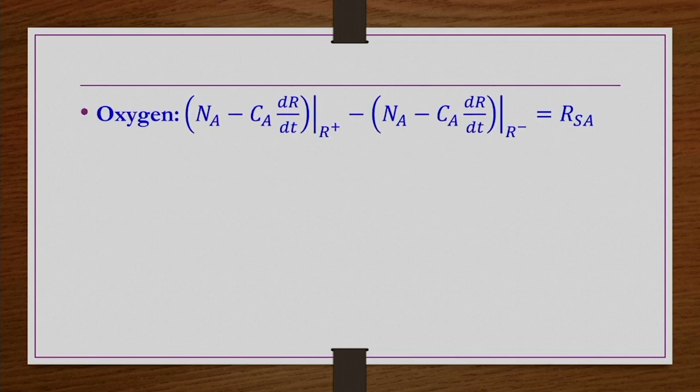Then similarly, if you do the oxygen balance, A stands for oxygen. So, Na minus Ca dr by dt at R plus, that is towards gaseous stream, minus Na minus Ca dr by dt at R minus, that is towards the particle side, should be balanced by the Rsa, that rate of reaction with respect to A. So, this R plus is the location towards the gas side. Towards the gas side at the surface, this is at the interface, right, particle surface. At the interface, Na is there, the oxygen is reaching the surface, and then only the reaction, combustion reaction is taking place between carbon and oxygen. So, it should be there.